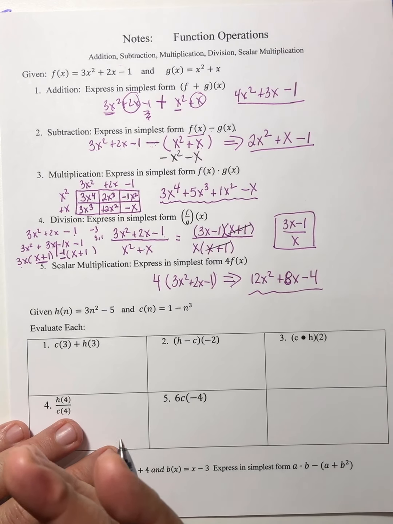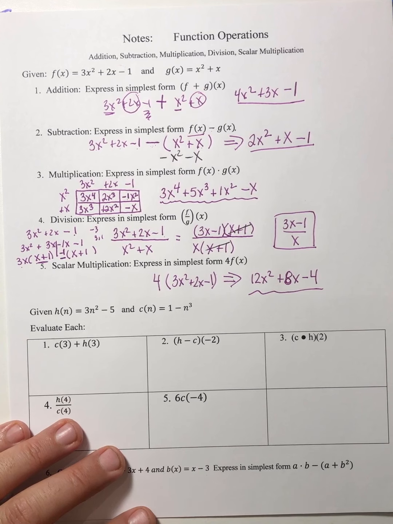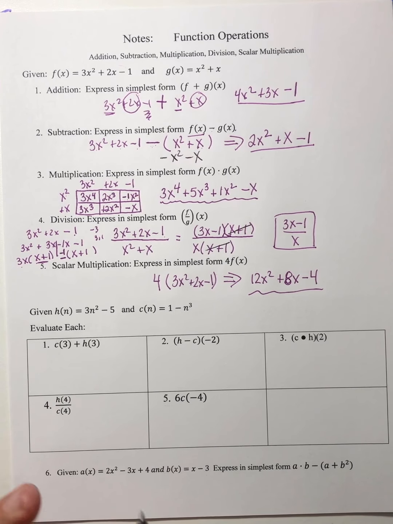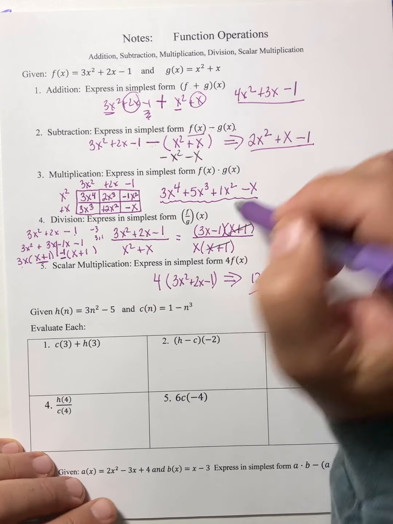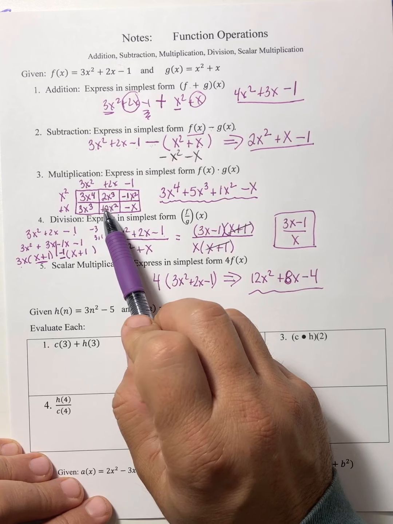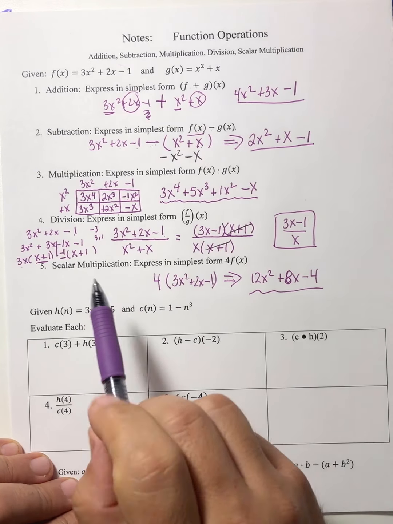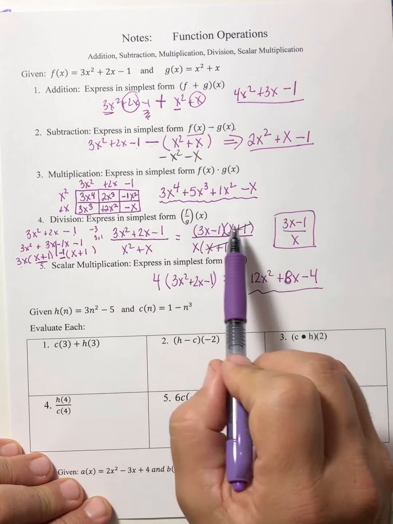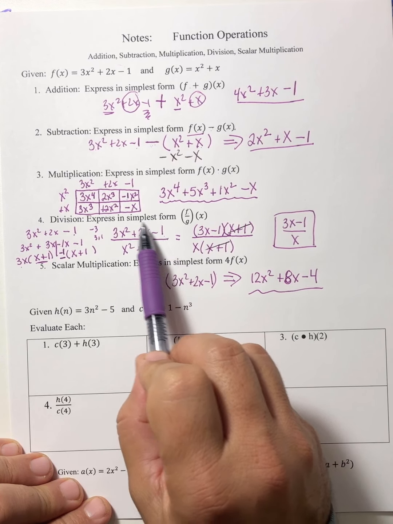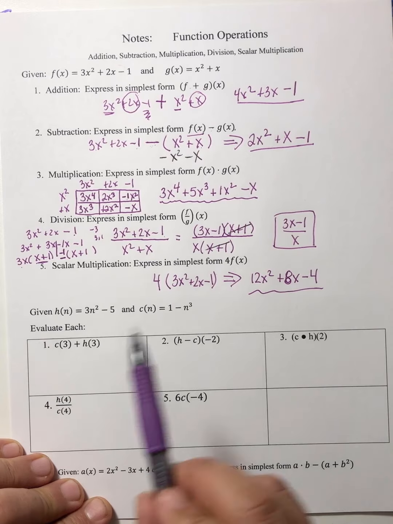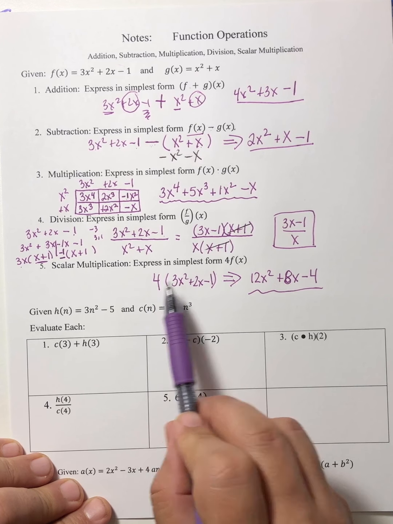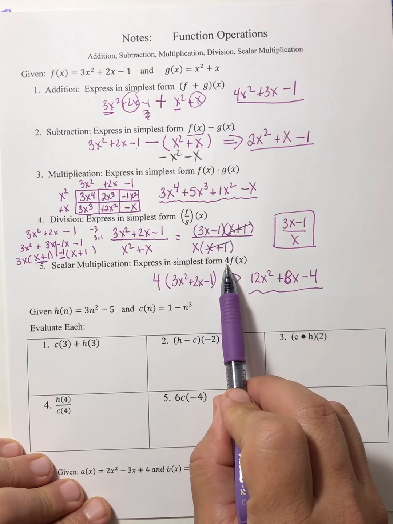So that's it. Function operations are pretty straightforward. All you're doing is adding, subtracting, multiplying, dividing. Adding and subtracting is glorified combining like terms. Multiplication, we multiply, then combine like terms. Division, we write it out properly, and then do a little factoring and canceling. And scalar multiplication is the glorified distributive property. So all we did was distribute.